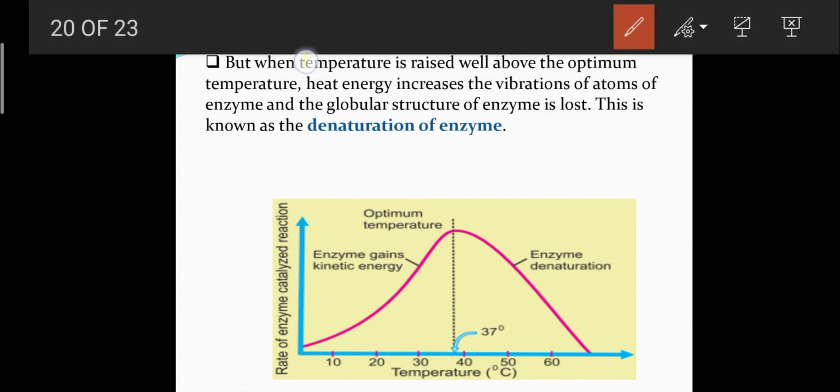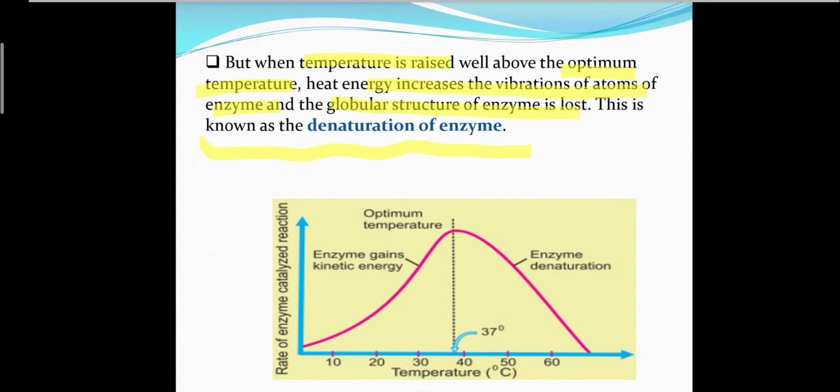But when temperature is raised above the optimum temperature, heat energy increases the vibration of atoms of enzymes and the globular structure of the enzyme is lost. This is known as denaturation of enzymes. So in this diagram we can see that as the temperature increases, enzymes gain more kinetic energy and the rate of reaction is accelerated. At the optimum temperature, which is 37 degrees Celsius, the reaction will be at its highest speed.